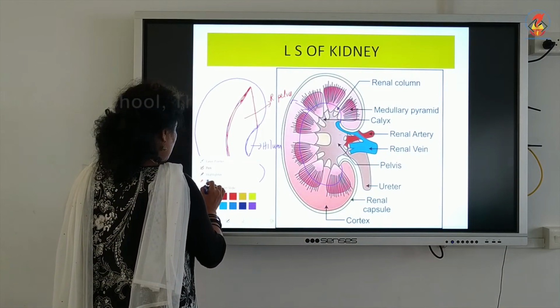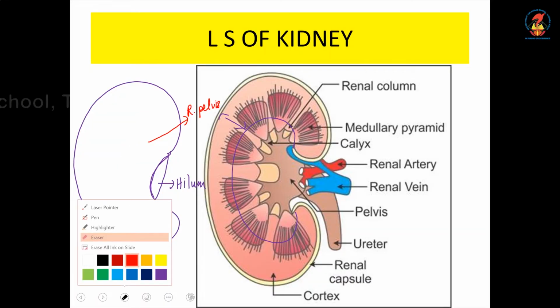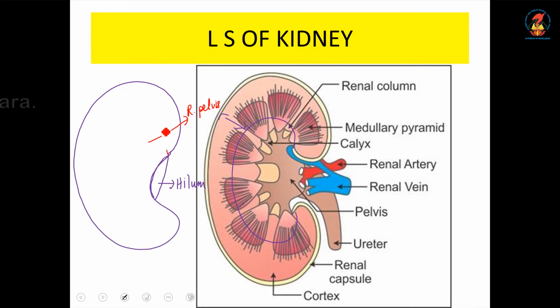So I will just redraw the diagram. I am going to draw the funnel with red color. And I told you how the margin is: it is not smooth as I showed you earlier, it is thrown into projections. See, one projection, second, third, fourth, fifth, sixth projection. What I have demarcated is the renal pelvis. And these projections, which look like an M-shaped structure, are called calyx.